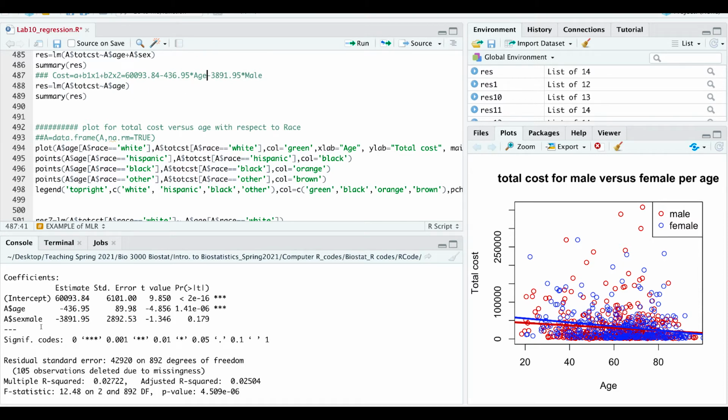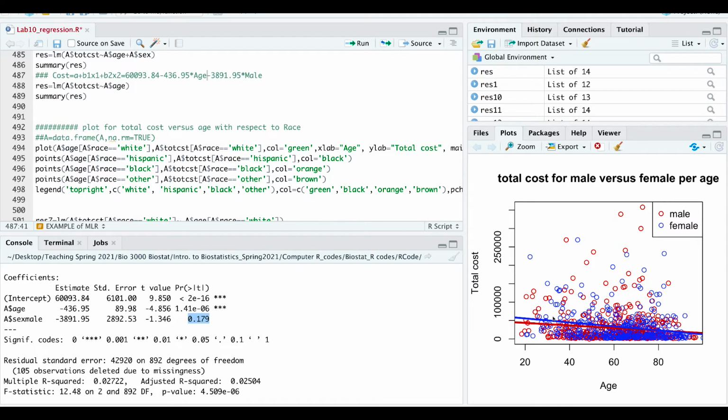Okay, how do we determine? Oh, by the way, look at the p-value. Age is significant, but gender is not significant. So male is not significantly different from female. For male, we got a p-value greater than alpha, meaning that for all ages there is no significant difference in the total cost between male and female.